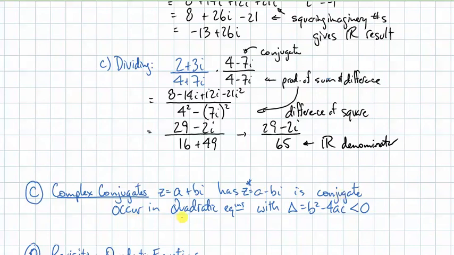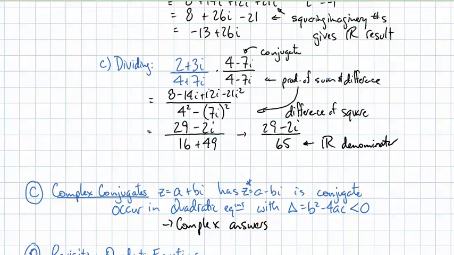These occur in quadratic equations where the discriminant is less than 0. In the past, when the discriminant was less than 0, recall that that was in a square root, so we said no real solutions. Well, with complex numbers, we get solutions, but the solutions now are complex answers.